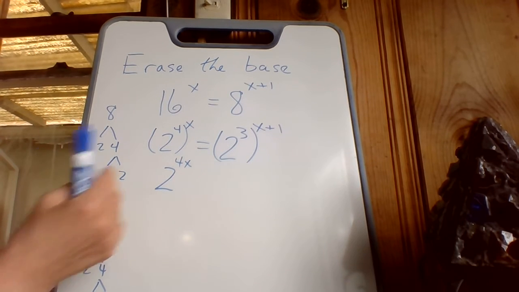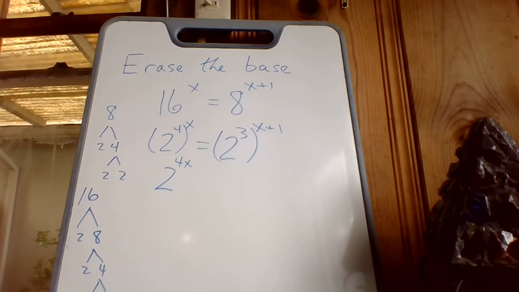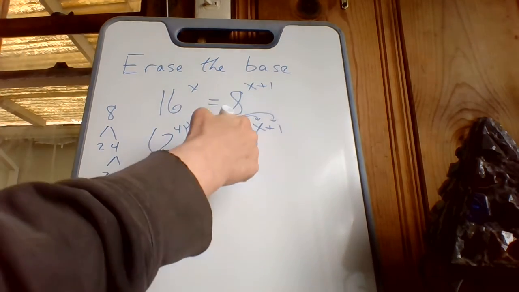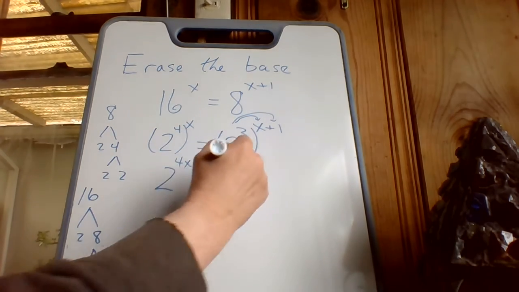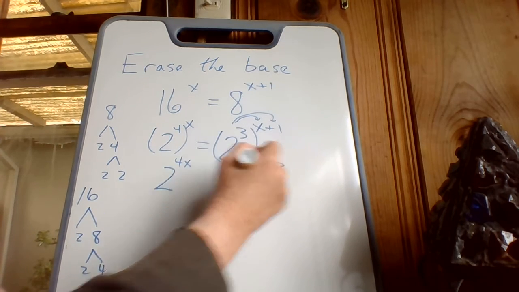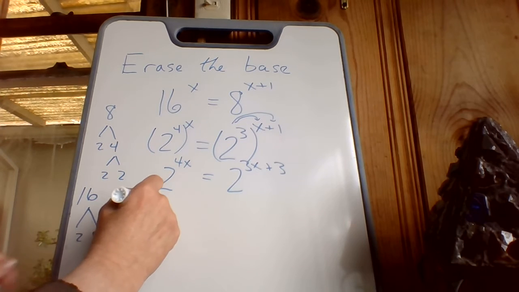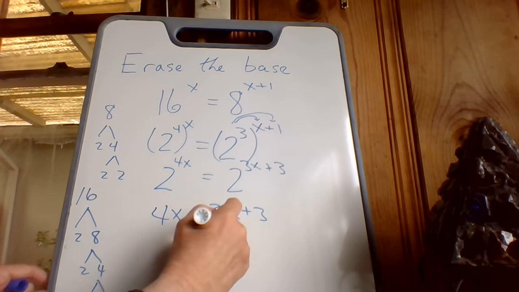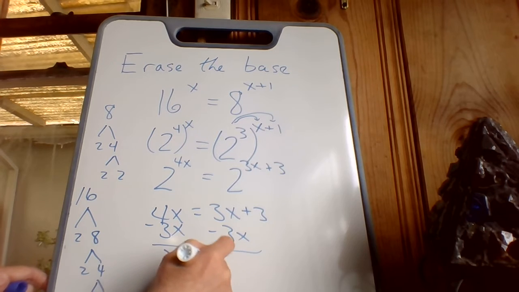Okay, I'm no longer thinking about it like it needs to live with this 2 for the rest of its life. It's going over there to be with the x. Same thing here. Okay, I'm going to make this 3 live with the x and the plus 1. So distributive property, 3 times x, 3x, 3 times 1, 3. Now I'm ready for erase the base. So 4x equals 3x plus 3. x equals 3.